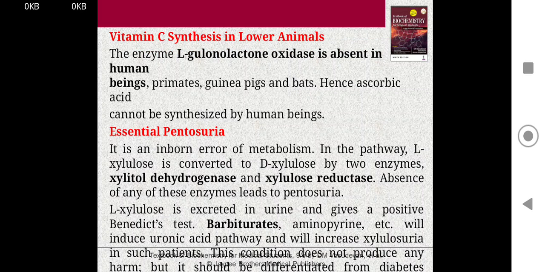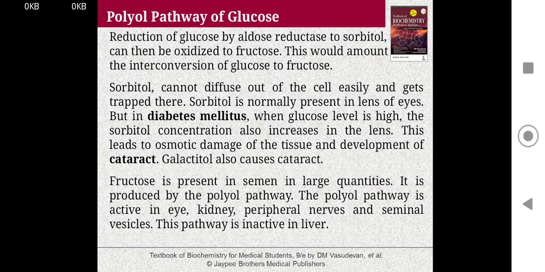Now, essential pentosuria. It is an inborn error of metabolism in this pathway. L-xylulose is converted to D-xylulose with the help of two enzymes, xylitol dehydrogenase and xylulose reductase. Absence of either of these enzymes will lead to pentosuria. L-xylulose is excreted in urine and gives a positive Benedict test. Barbiturate, aminopyrine, etc. will induce the uronic acid pathway and will increase the xylosuria in such patients. This condition does not produce any harm, but it should be differentiated from diabetes mellitus.